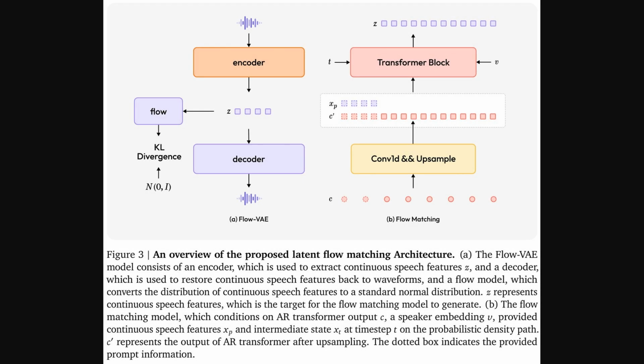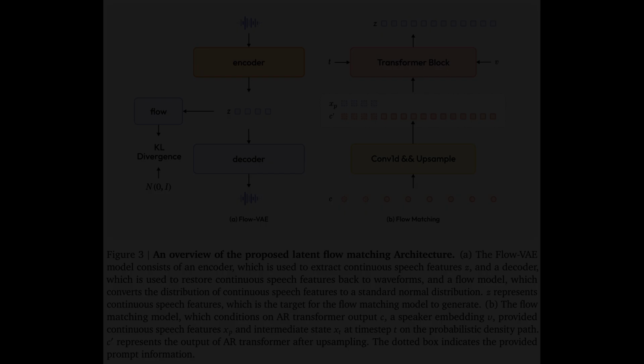Okay, so this figure gives us a closer look at the proposed latent flow matching architecture. Part A details the Flow-VAE model. An encoder first extracts continuous speech features, which are like detailed numerical sound descriptors, from the input audio. A decoder then reconstructs the waveform. Importantly, a flow component converts these features to a standard normal distribution, a specific statistical pattern, using KL divergence, which measures how different two distributions are. Part B then shows the flow matching model itself. This generates those target speech features by conditioning on the autoregressive transformer's output and speaker characteristics, refining them along a probabilistic density path.